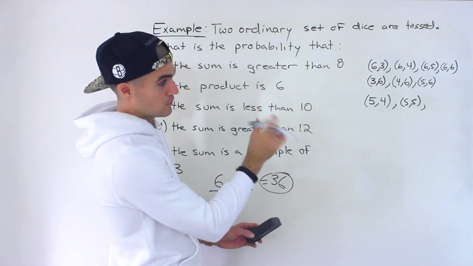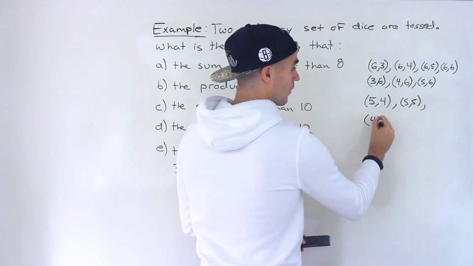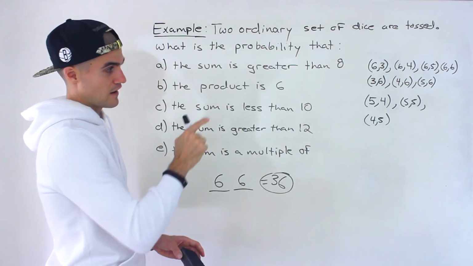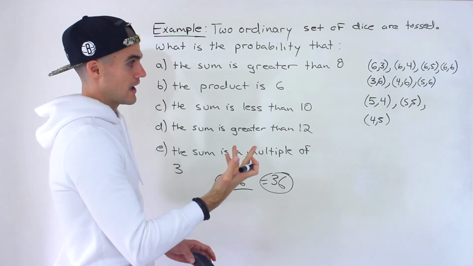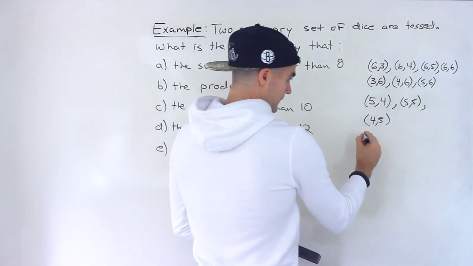Notice which of these can we reverse? We could reverse the 5 and 4, right? We could also have 4 and 5 like that. The 5 and 5, we can't reverse that. Now we have 6, 5.